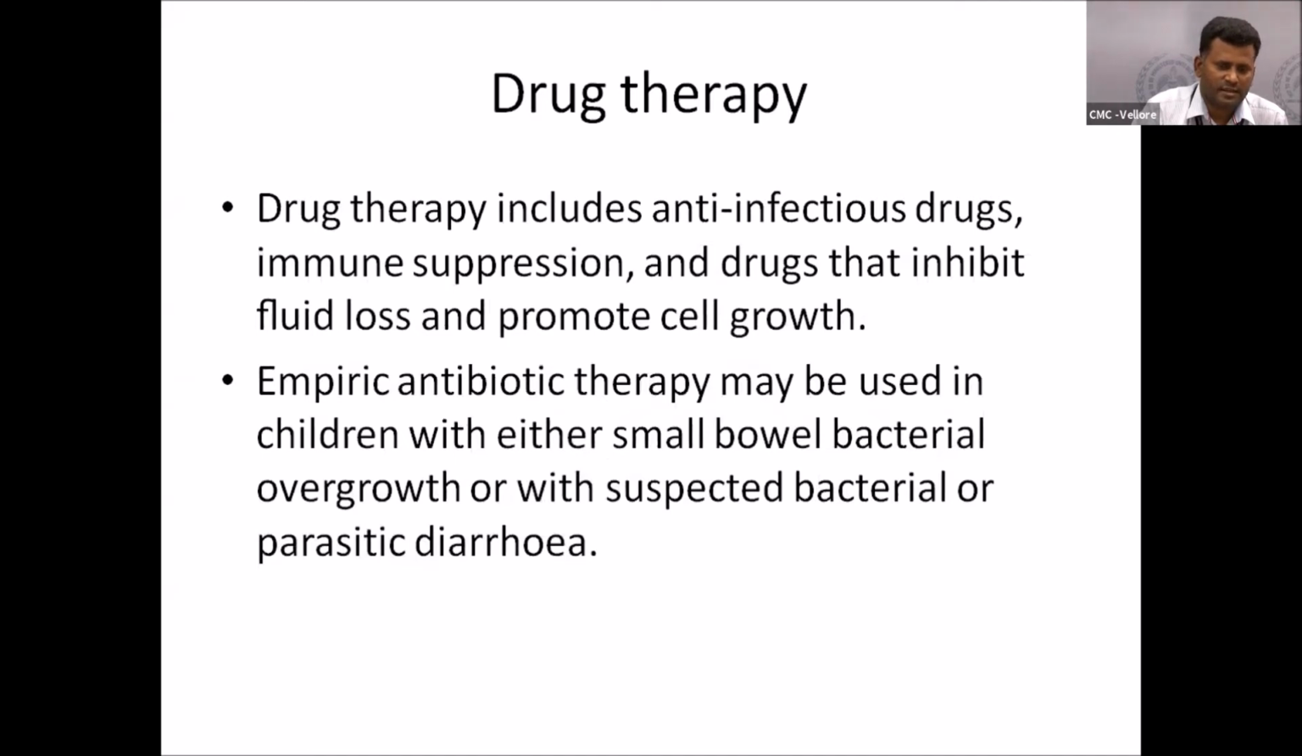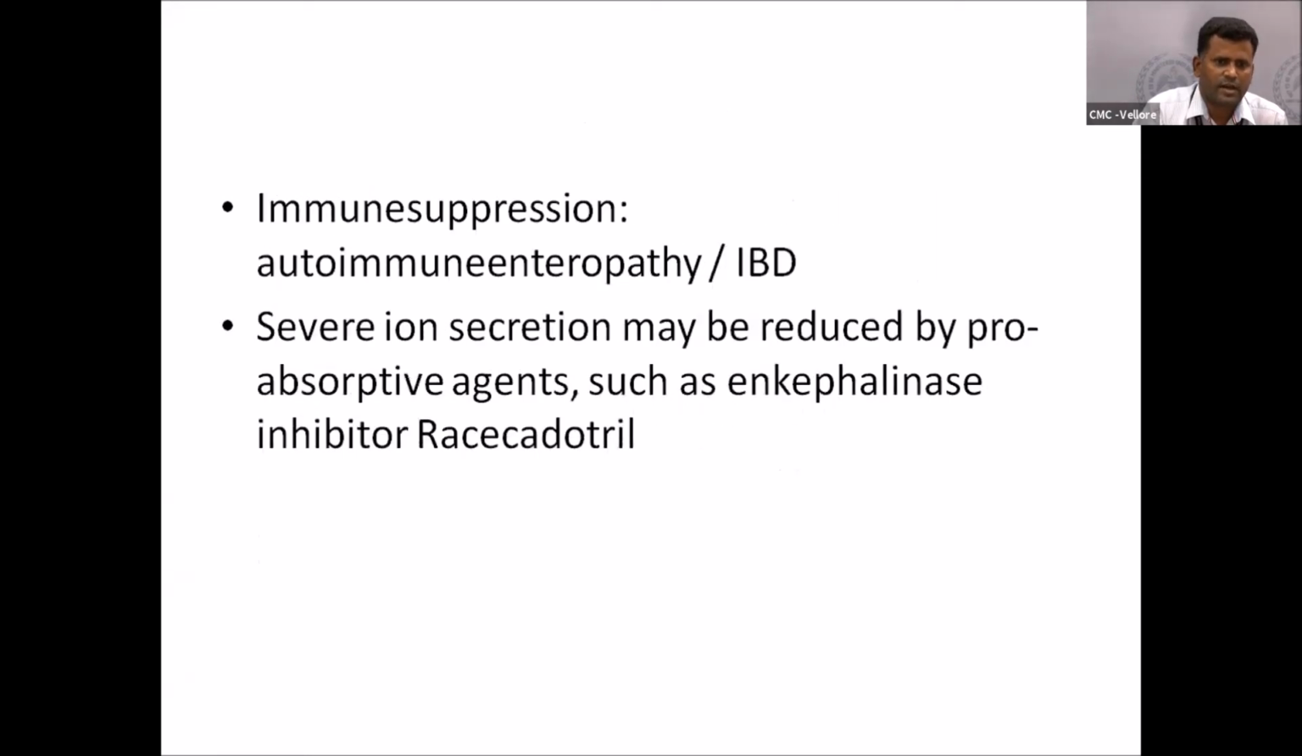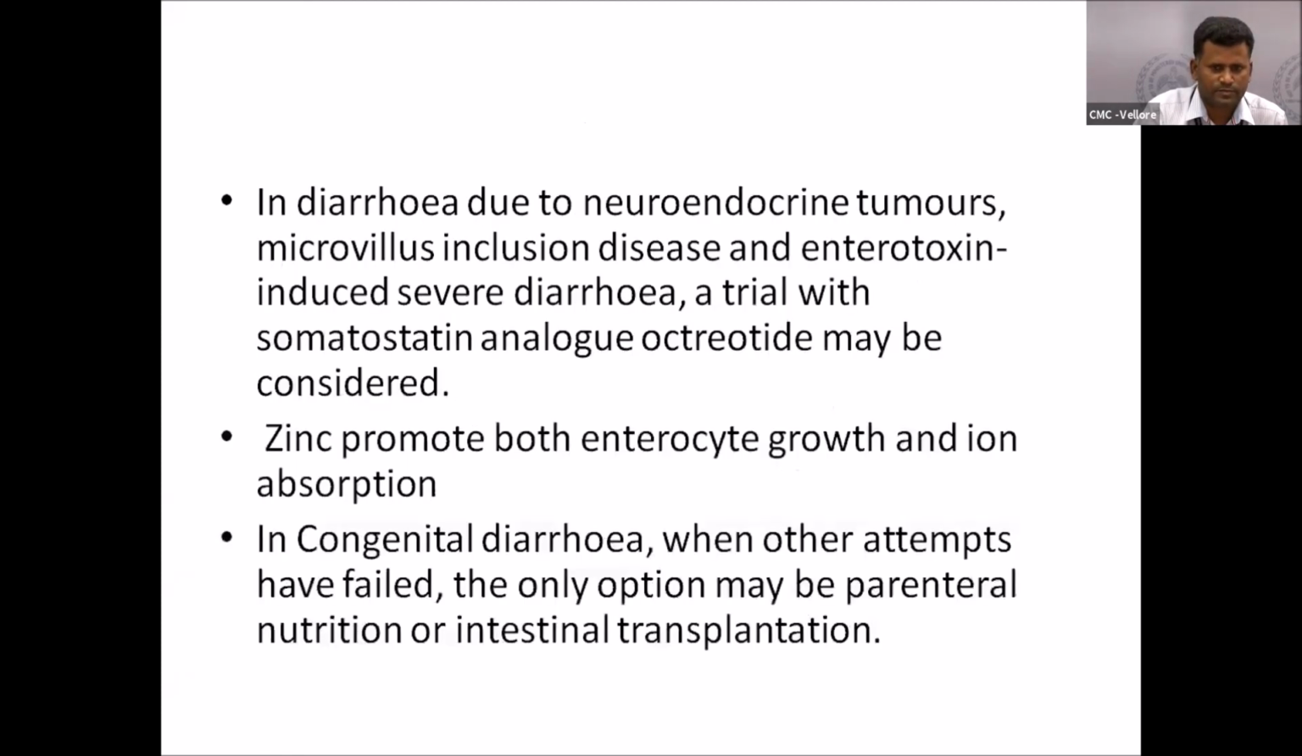Drug usually based on the underlying problem. So antibiotic if it's suspected infection, and immunosuppression for autoimmune enteropathy and inflammatory bowel disease. And racecadotril, usually it's not recommended, but sometimes it will be useful also. And other neuroendocrine tumors which are producing these enterotoxins, we can try somatostatin analog like octreotide, and zinc can be supplemented also. In congenital diarrhea, it's very difficult to treat. When other attempts like TPN and other things are not working, then the next step is intestinal transplantation, which is not very much available in India.